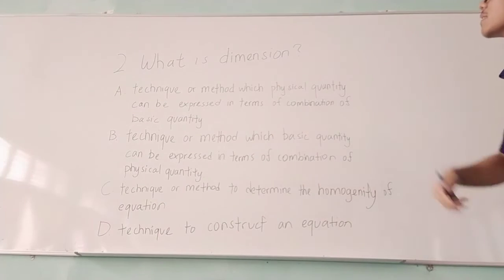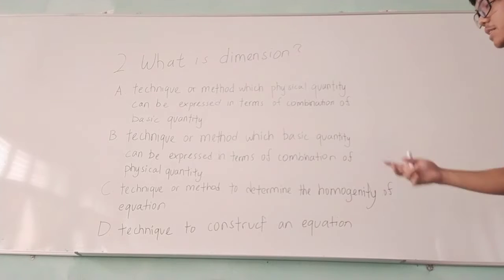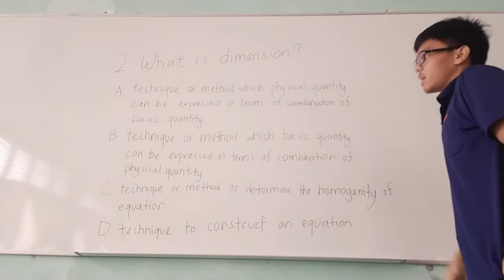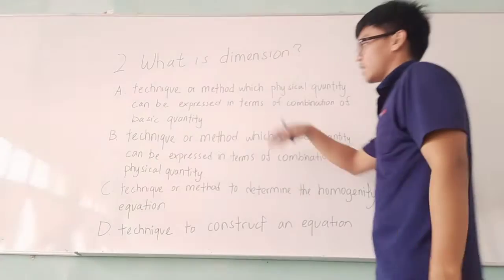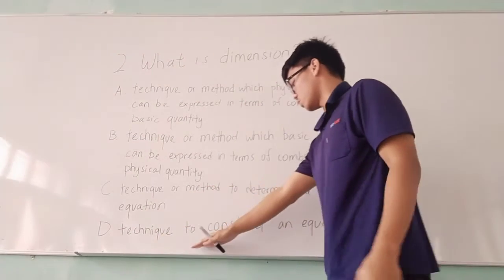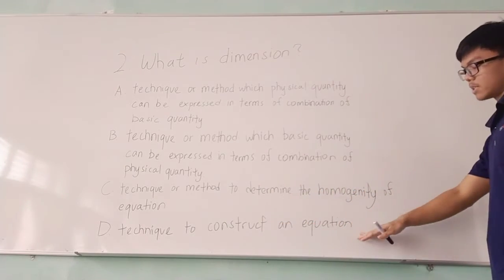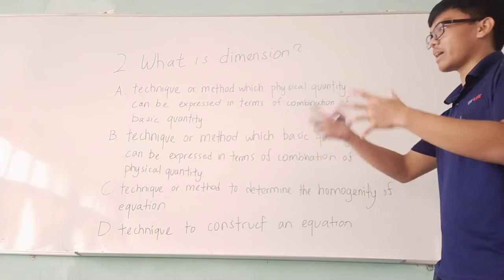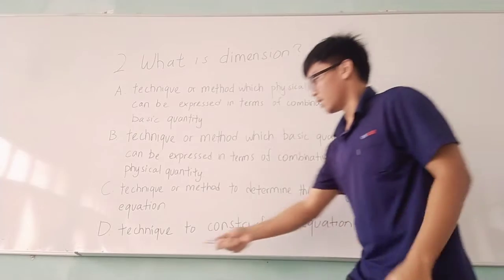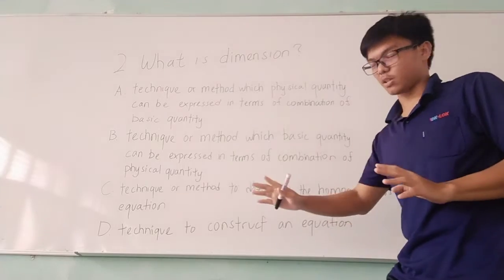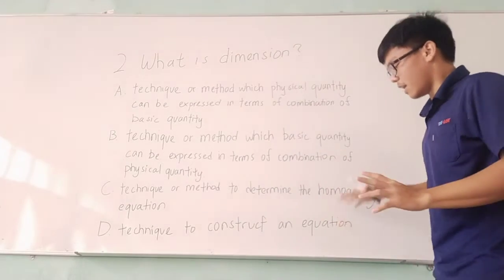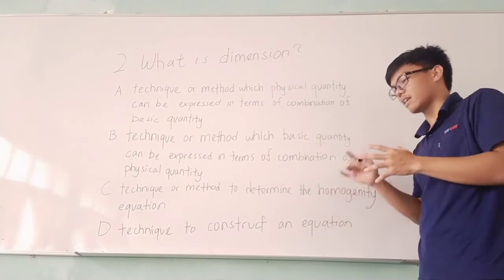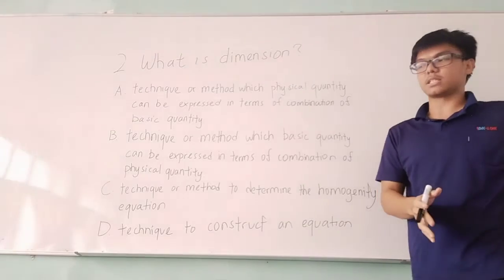Alright, starting. This is question number 2 in topic 1 in section A. What is dimension? Well, first of all, we need to look at each of the options given, which is the D, a technique to construct an equation. We all know that dimension is when you use something and you break it down into more basic things. So a technique to construct an equation is definitely not the meaning of dimension, since you can create an equation using basic equation and also physical equation.